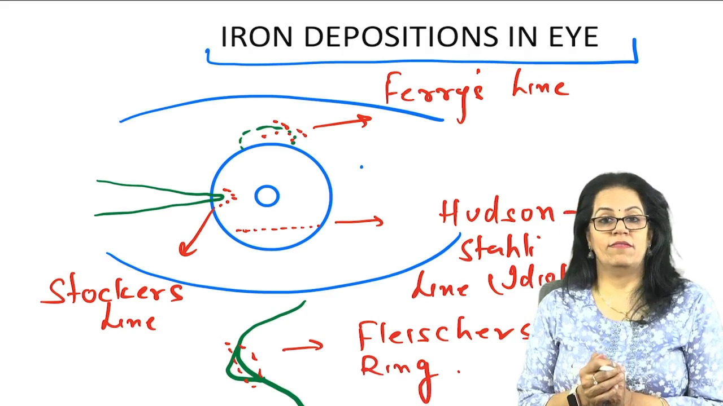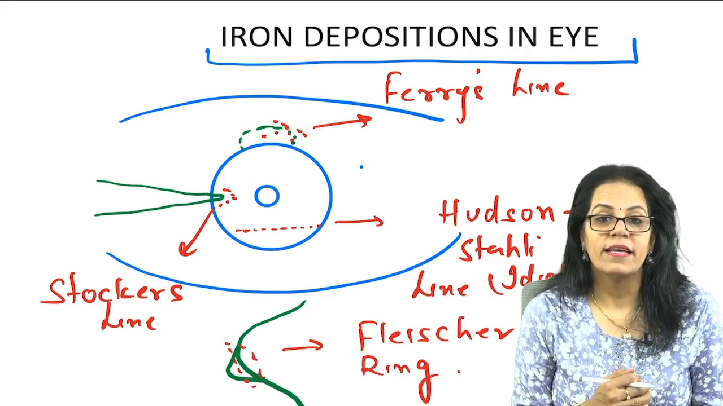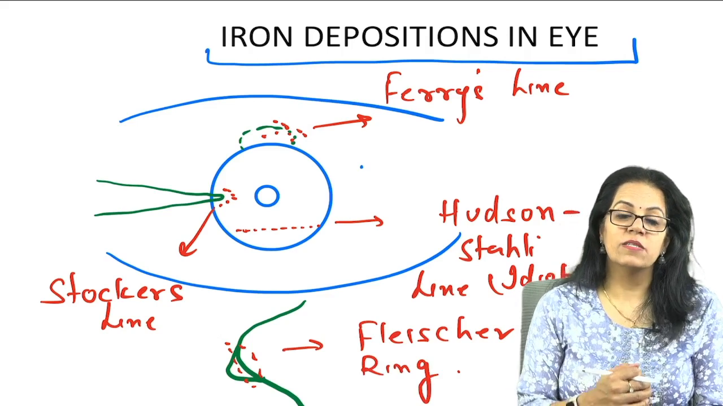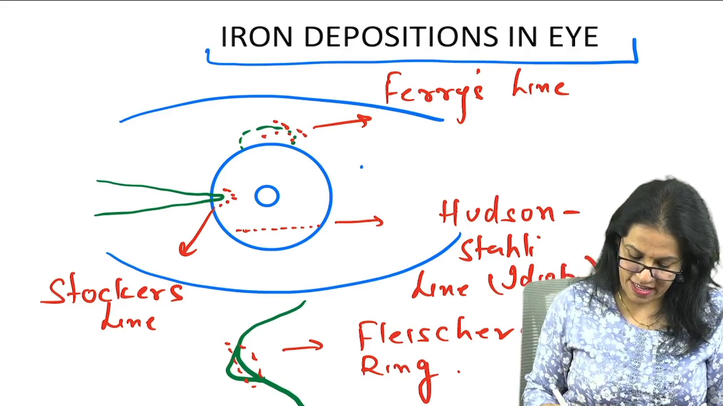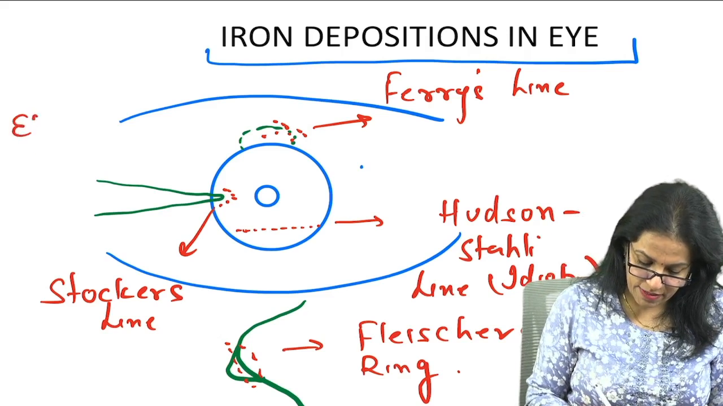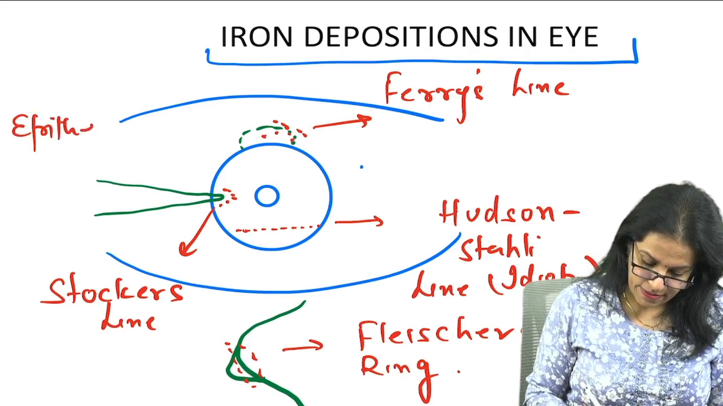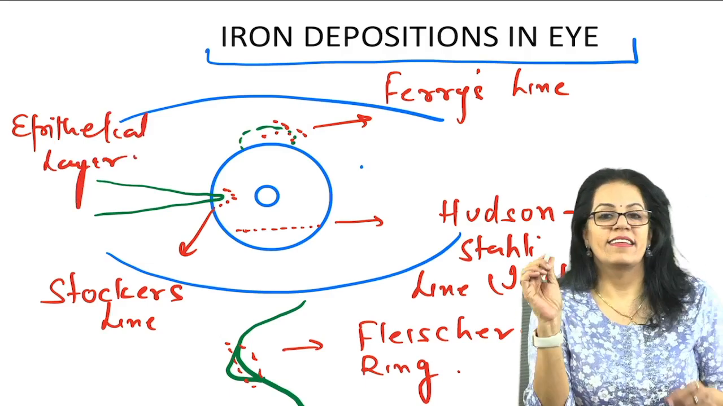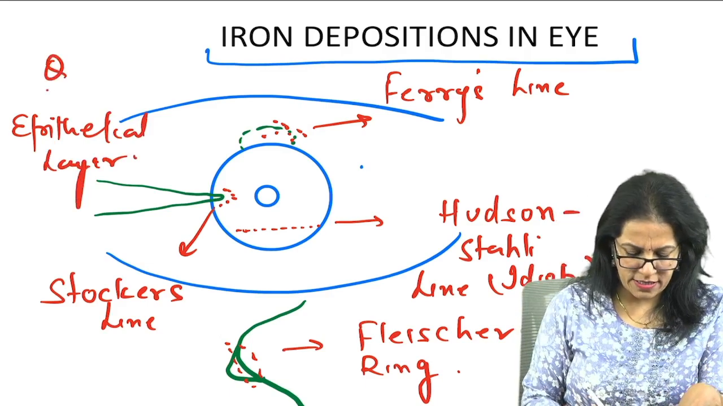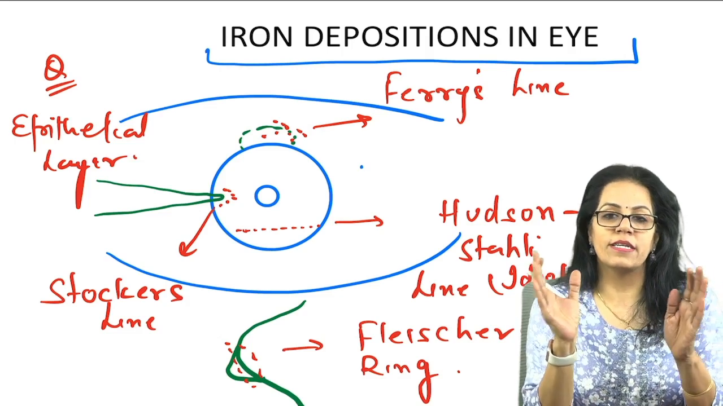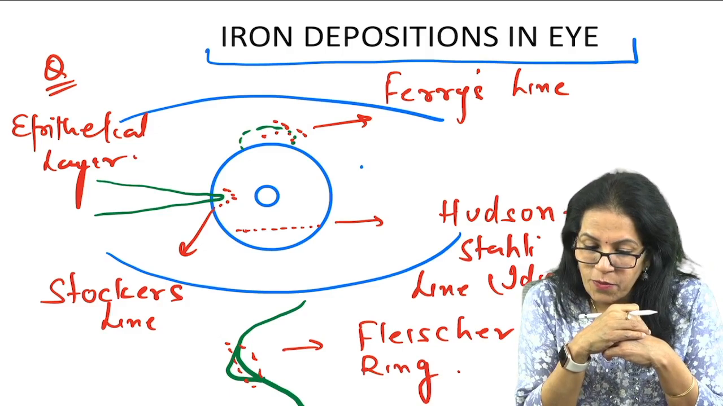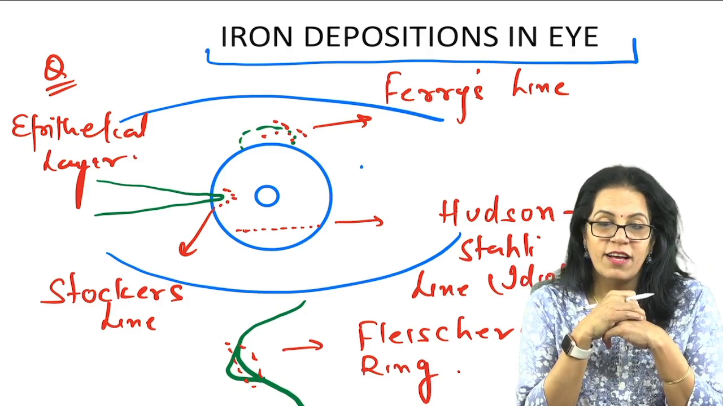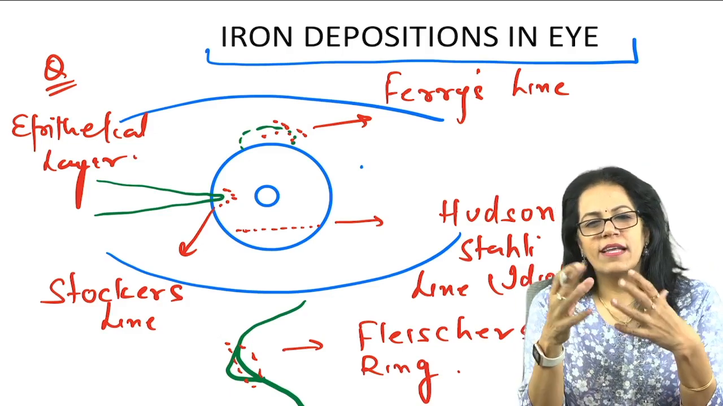Next thing, what are they going to ask you? The next important thing is where all these iron depositions are. Keep in mind it is the epithelial layer. In the cornea, it is all in the epithelial layer. This is also a cue. I generally discuss always towards your question oriented things only. Once we know all this, is there anything else that they ask you about iron in the eye?